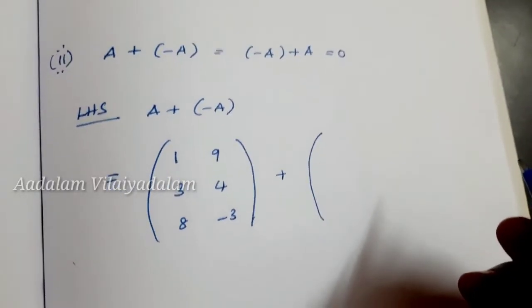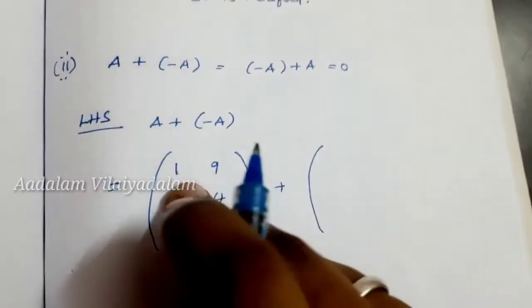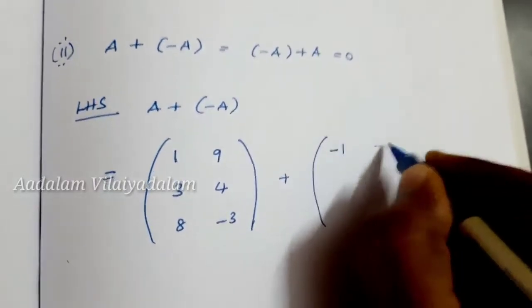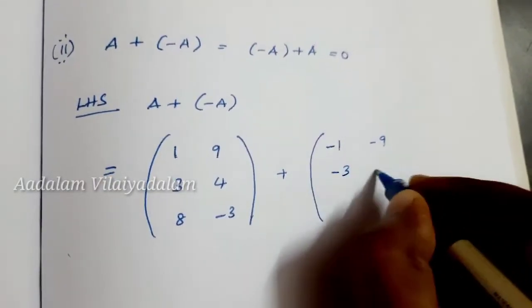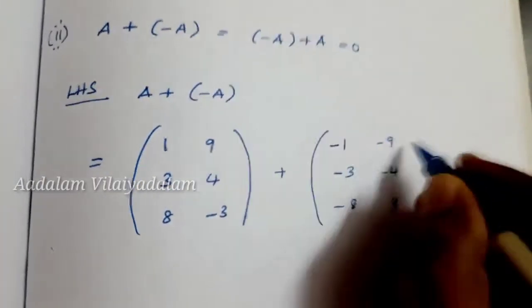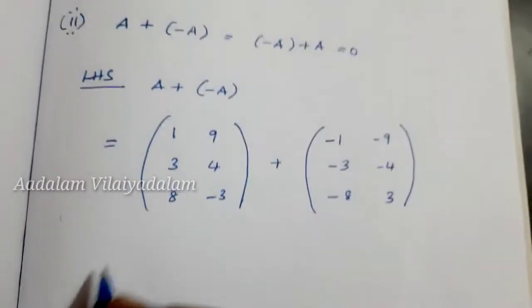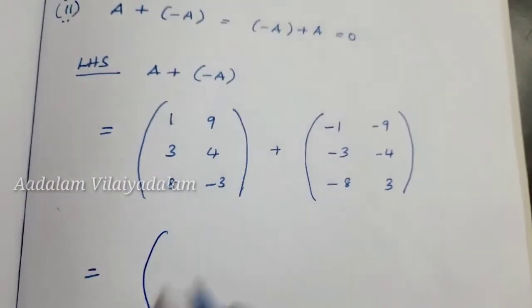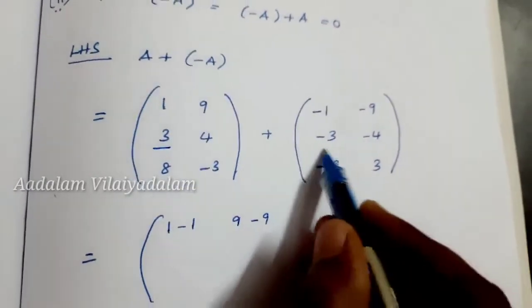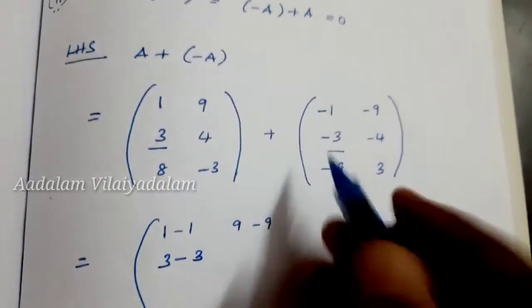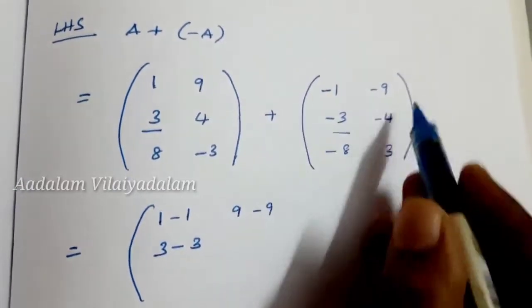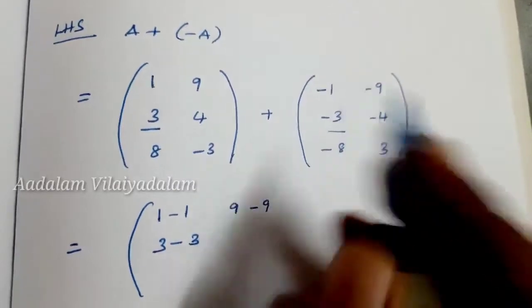Change the opposite sign for each element. If there exists plus, then we have to change it to minus. Therefore, I am going to change to minus 1, minus 9, minus 3, minus 4, minus 8. The opposite sign of minus 3 is plus 3. Now if we add these values, we get 1 minus 1, 9 minus 9, and for the corresponding elements 3 minus 3, because here plus there exists minus.